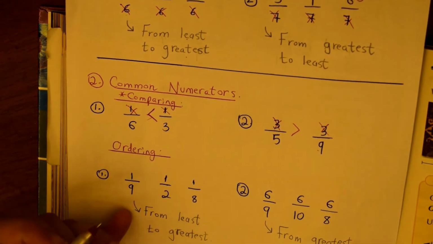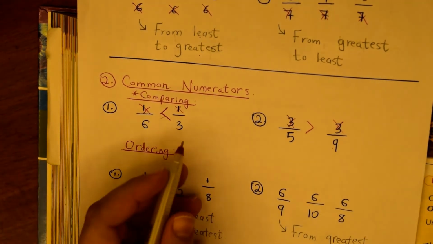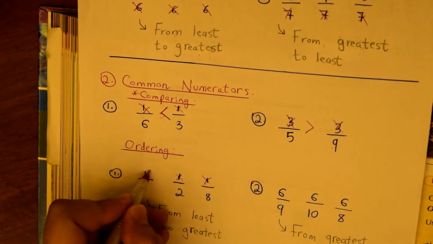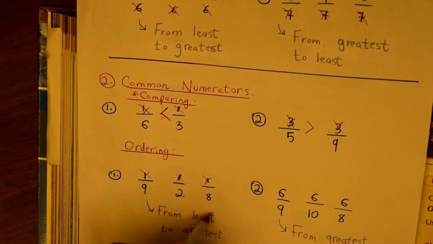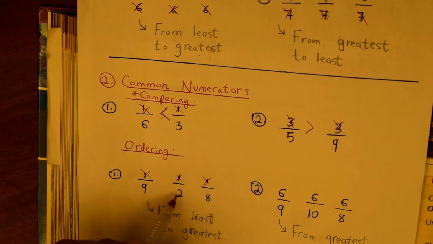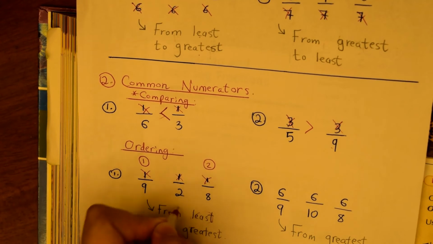Okay? Now, for ordering, I have the same number up. Then I have common numerator. I will cross the numerators. Now from least to greatest, I will look at the smallest. So I have 9, 8, 2. In math, 9 is greater than 8. Then 8 is greater than 2. But because the numbers are down, I will flip. So 9 is the greatest number, but because it is down, then this fraction is the smallest one. Then this is number 1. Then this is number 2. And this one, number 3.